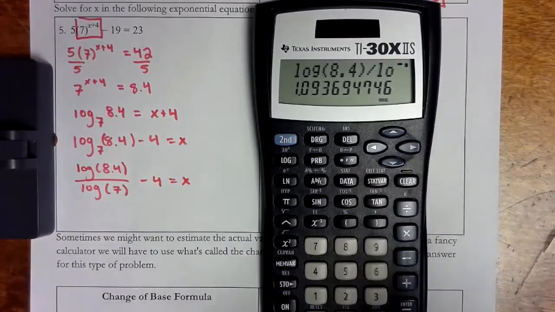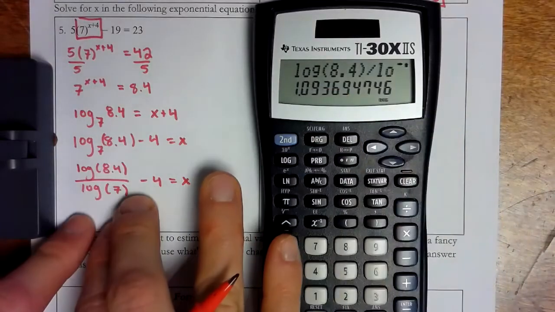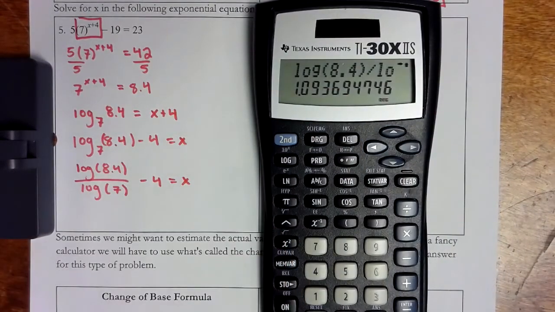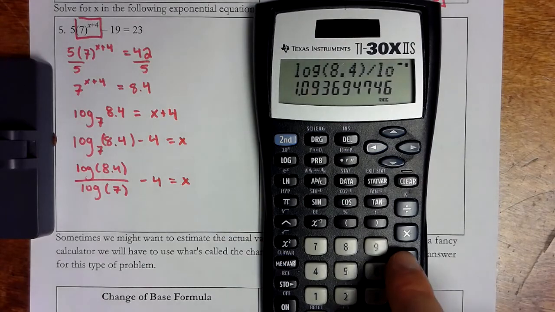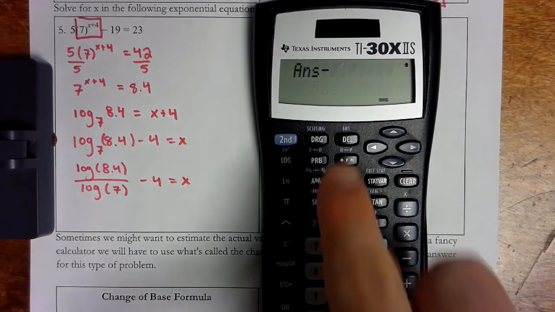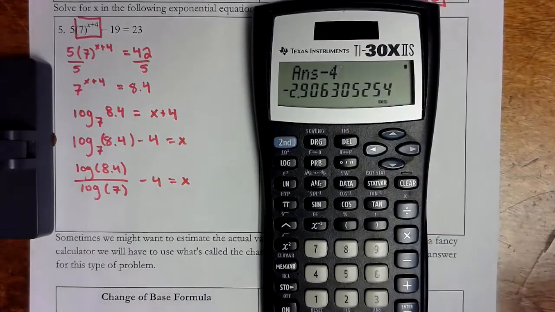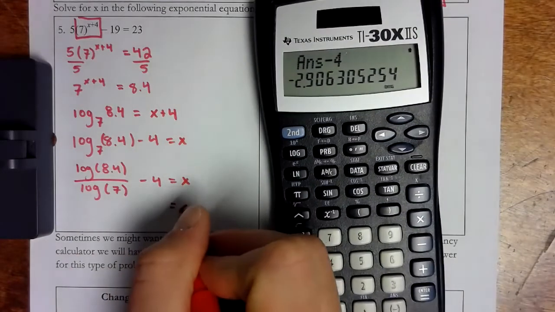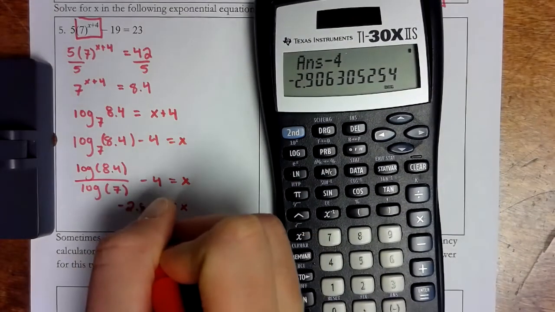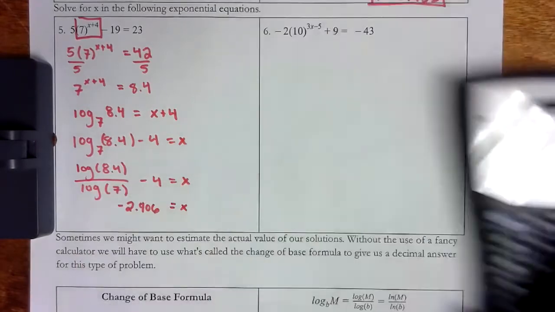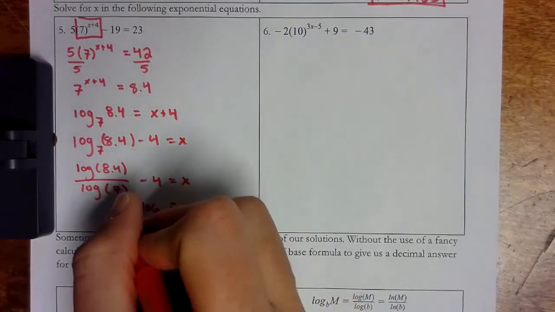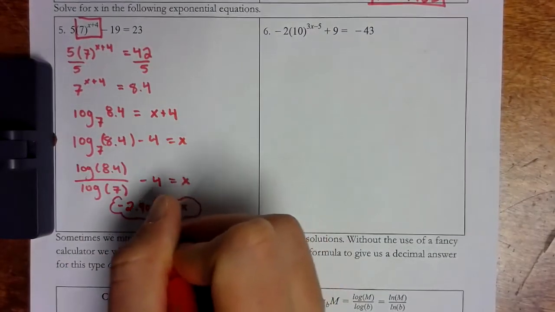1.094. If I want to keep this exact, I could write this down with 3 decimal places, but I like to keep it as exact as possible. So actually what I'm going to do is hit the minus button without doing anything else. Your calculator says ANS, meaning it's keeping the previous answer. And I can subtract 4, and there's our answer. The x is negative 2.906. And that's it. So you have one left to do.